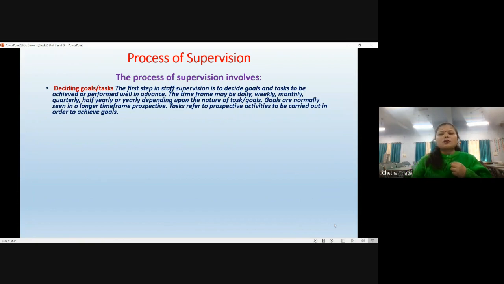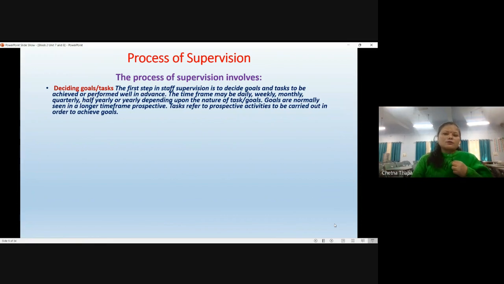So goals are normally seen in longer time frame perspectives. These tasks are basically those activities which are carried out in order to achieve those goals. So you need to achieve a certain goal, and for fulfilling that goal, you plan certain prospective activities which are the tasks for achieving the goals.